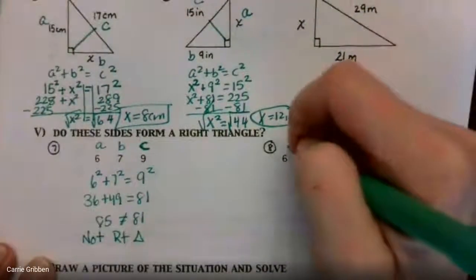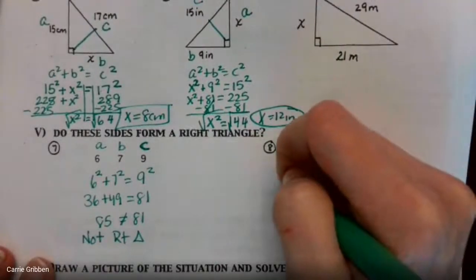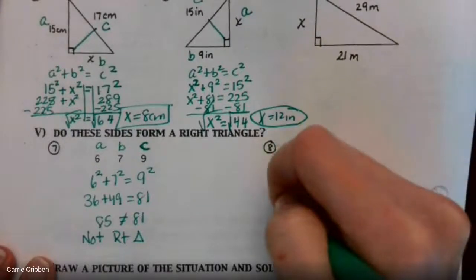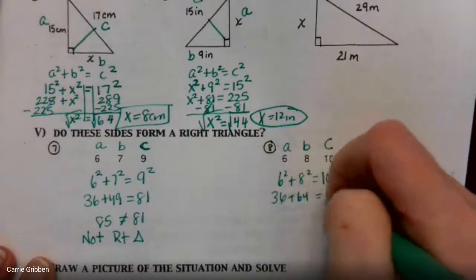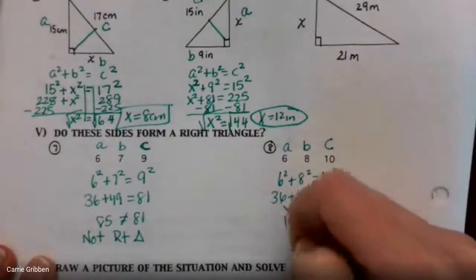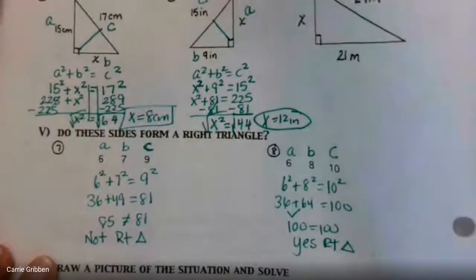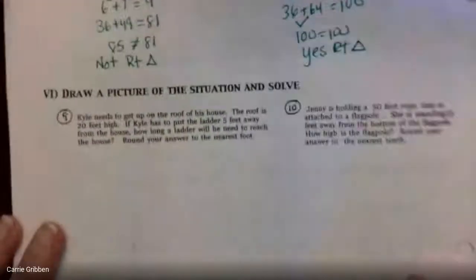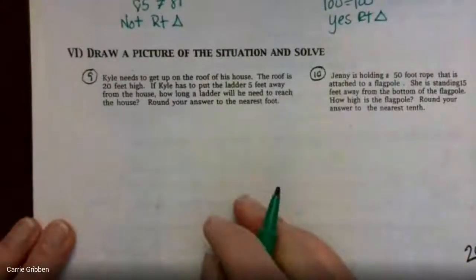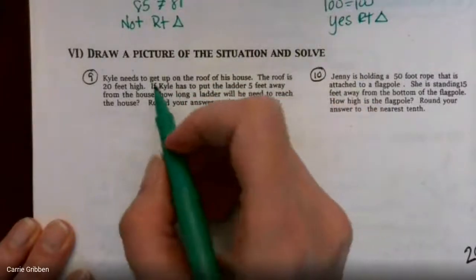Whereas if you did this one and said, okay, those must be the legs, that would have to be the hypotenuse. 6 squared plus 8 squared, does that equal 10 squared? Well, yeah, 36 and 64 equals 100. If you add those together, you get 100. So yes, that could form a right triangle. All right, that's the difference. And for the last 2 ones on here, sometimes you don't get a picture and you have to make your own.